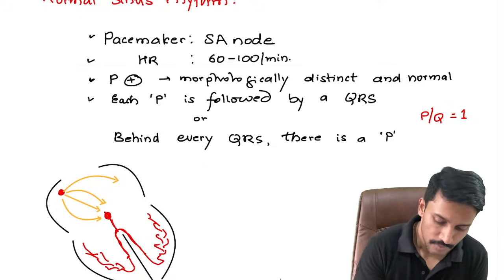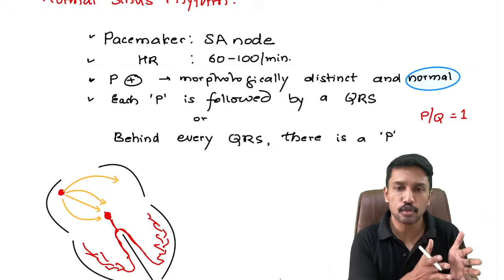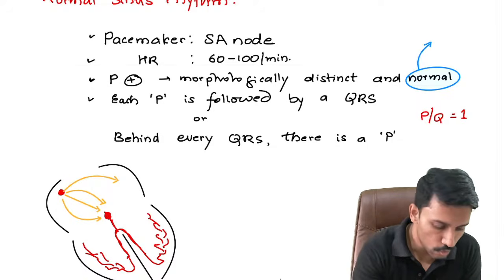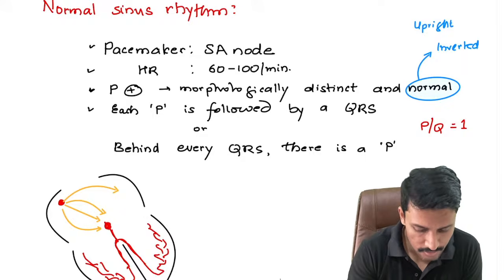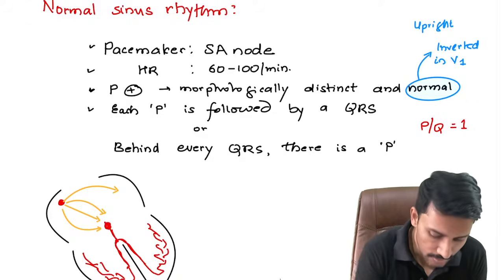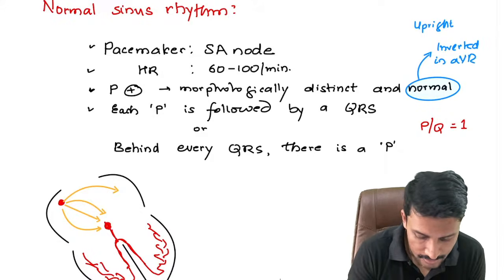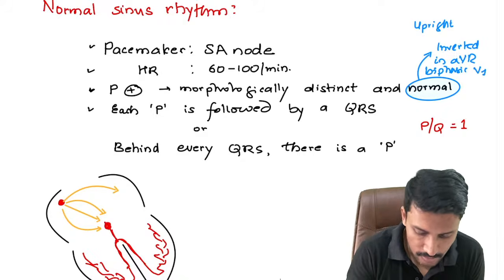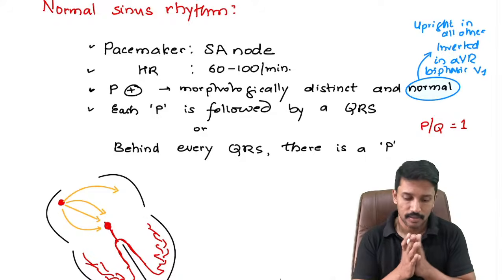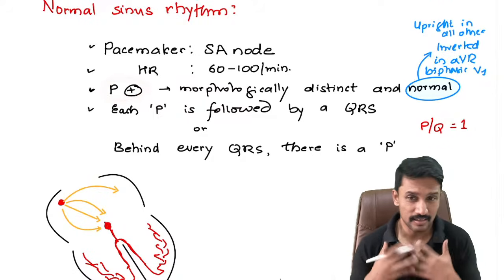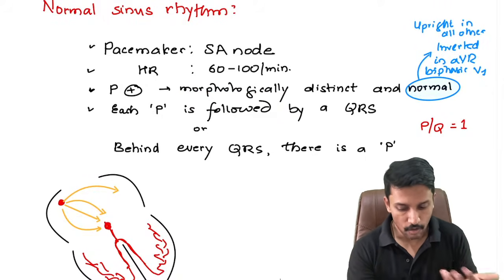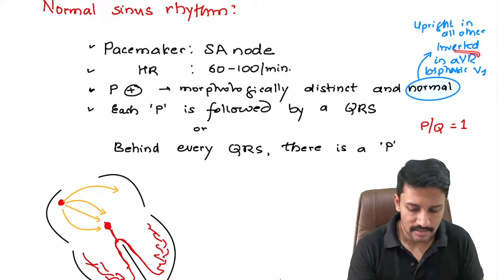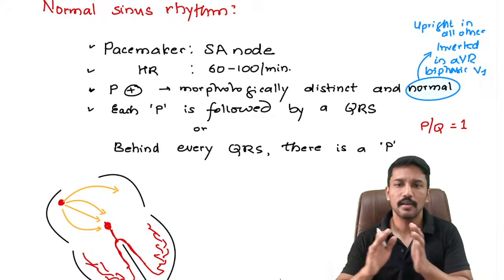Now, what do I mean by normal P waves? The normal P waves are upright in most of the leads. They are inverted only in AVR, and they are biphasic in V1. Otherwise, upright in all other leads. So if I have to say that this is normal sinus rhythm, I should have an ECG where P waves are there. I can clearly identify them as P waves, morphologically like P waves. And I will call them normal P waves when they are upright in most of the leads, except in AVR where they can be inverted, and in V1 where they can be biphasic.